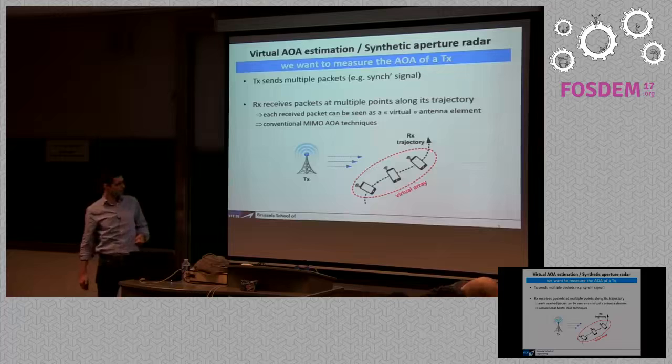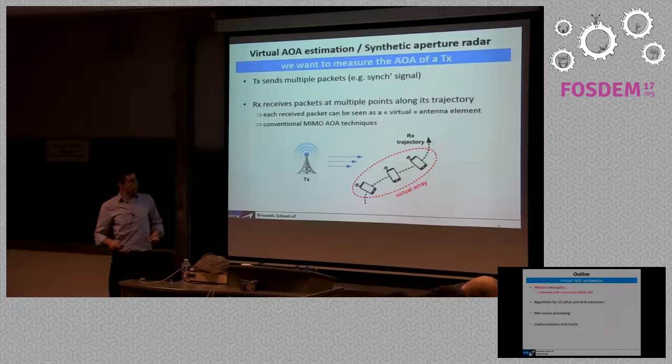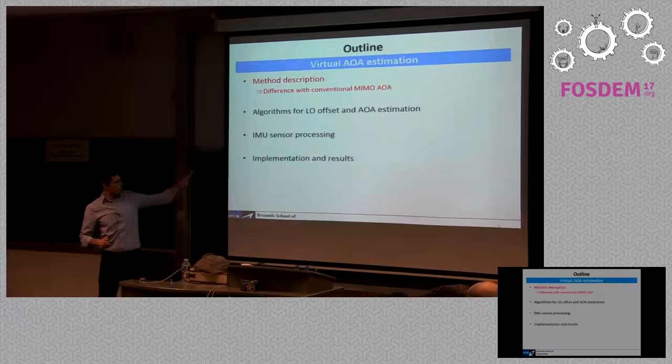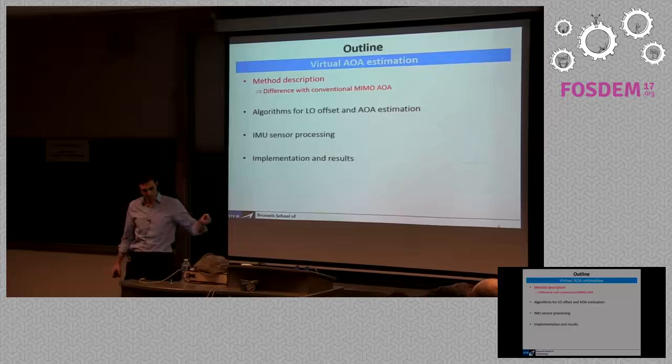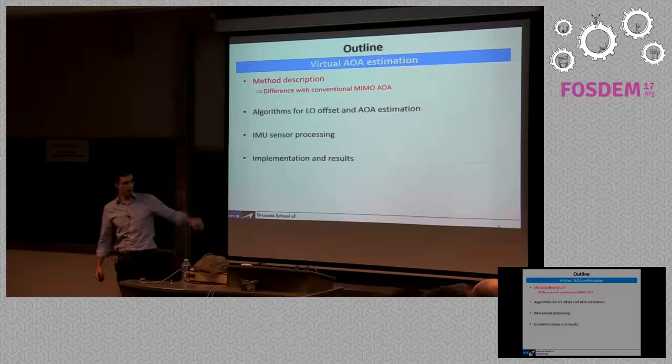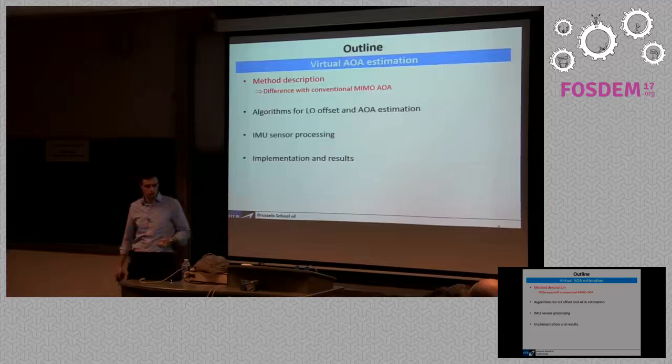So the outline is going to be as follows. I'm first going to show what the different challenges are, and how this differs from conventional MIMO estimation. Then I'll show how we can solve these different problems, in particular how we can solve frequency offset problems, and how we can determine the location of our receiver through IMU processing. And finally, we'll show some implementation and some implementation results.